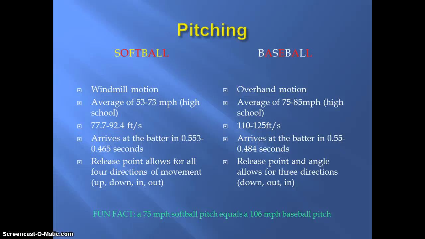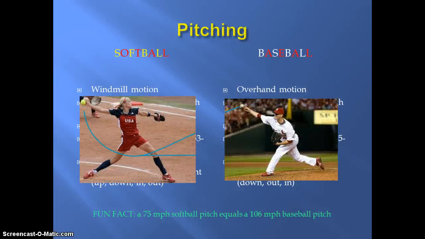A softball pitch can move in 4 directions: up, down, inside, and outside, while baseball pitches can only move in 3 directions: down, outside, and in. This is due to the difference in release points. These pictures show the different paths the 2 different pitches can take. A softball path can go up as well as down and straight across, but a baseball pitch can only go down.